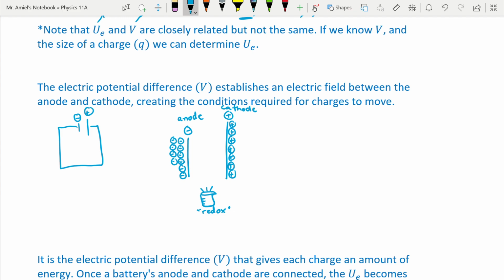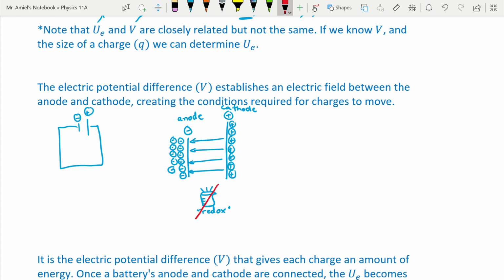Okay, and we said it's this electric potential difference that is required for us to be able to move charges, and it's also going to establish an electric field. And we said last time that the electric field is going to go from positive to negative. Eventually this electric field is going to build up. This reaction is going to continue to happen, and we're going to keep getting these negative charges, and this anode is going to accumulate enough negative charges that we're actually going to stop the reaction.